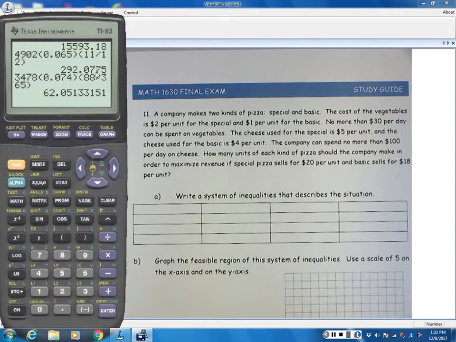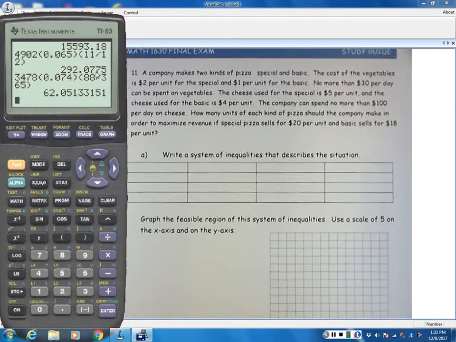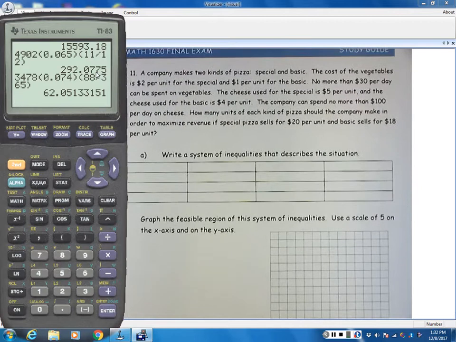Okay. Problem number 11. And if I remember right, this is one of, let me look to see, this is one of 3 problems out of chapter 3.